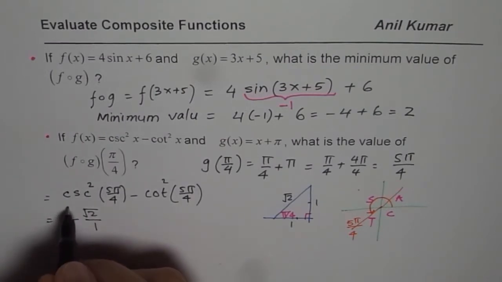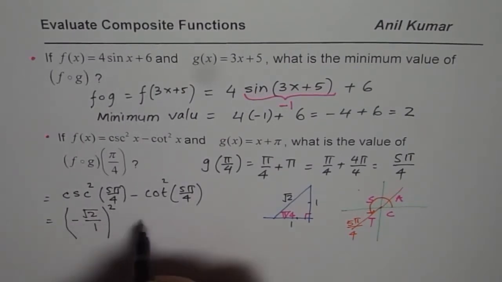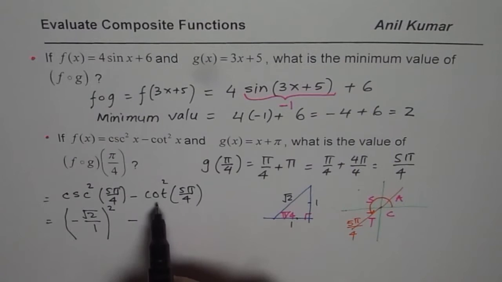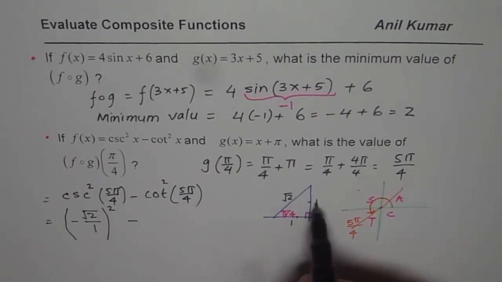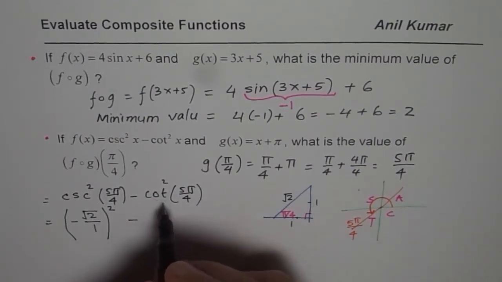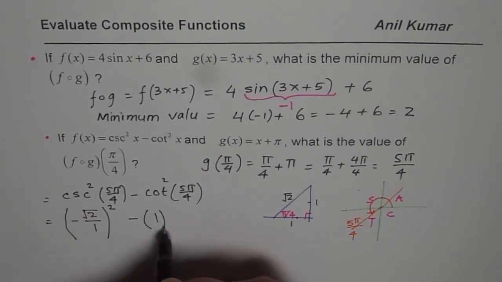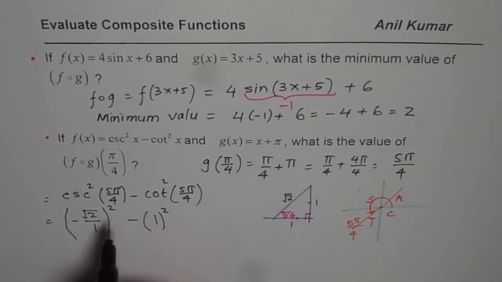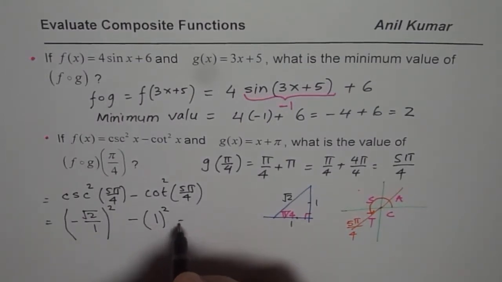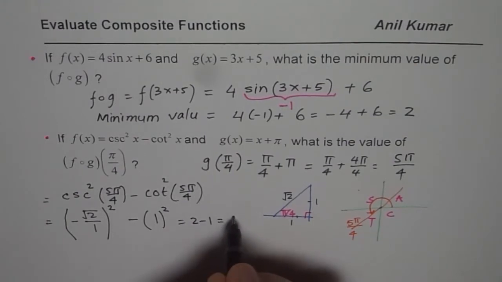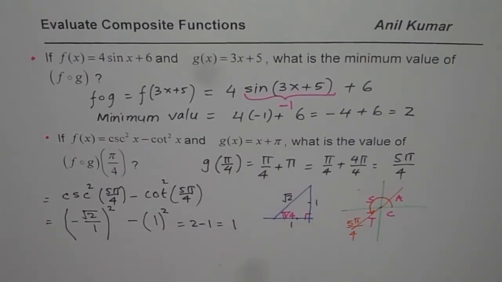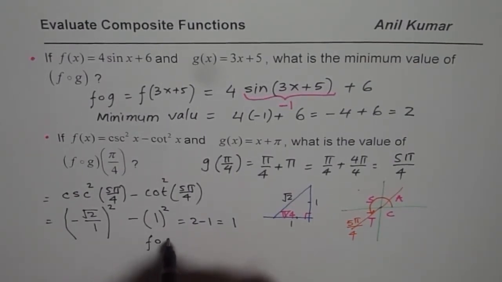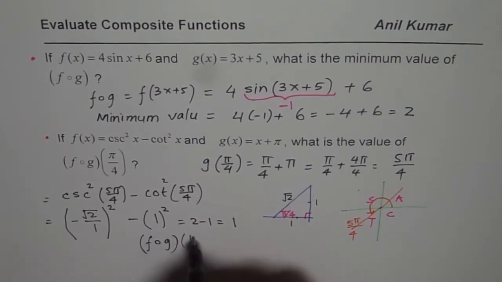However, we are taking the square of that, so we'll take the square of this, minus. Cot is the reciprocal of tan, which is 1 and which is positive. So we get here cot as 1 square, correct? So that is what we get. Now we can evaluate this. So 2 minus 1 equals 1 as our answer, right? So we can write here that f of g of pi by 4 is indeed equal to 1.